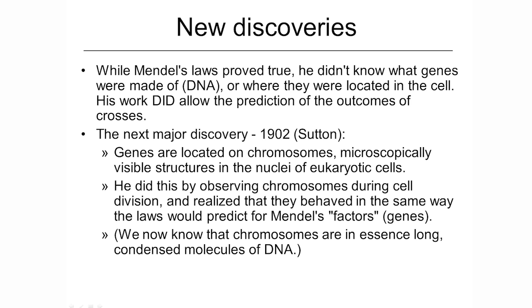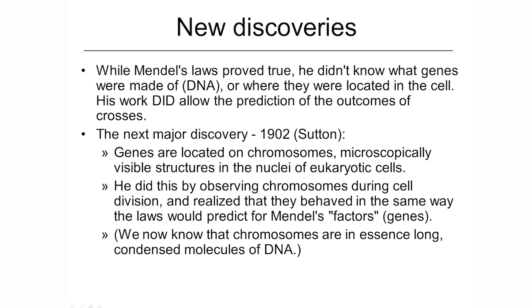The major thing that his work did allow was a prediction of the outcomes of crosses, assuming that you knew dominance relationships and things of that nature. So Mendel's work was rediscovered around 1900, and just about that same time, a discovery usually attributed to a scientist named Sutton was that the genes of Mendel were in fact located on chromosomes.